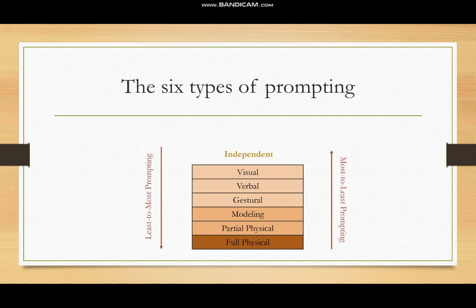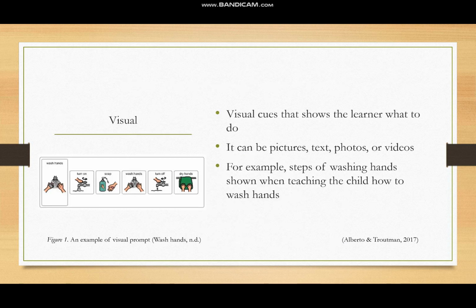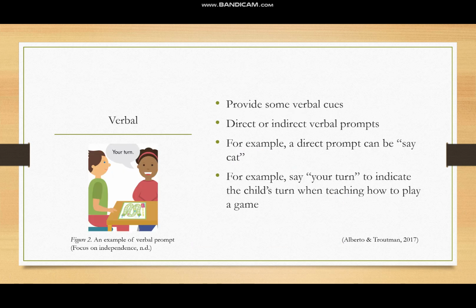In ABA, there are 6 types of prompting: visual, verbal, gestural, modeling, partial physical, and full physical. We're going to first talk about visual. Visual prompts are cues that are shown to the learner visually so that they know what to do. It can be pictures, text, photos, or videos. For example here, a visual that shows steps of washing hands, which is a visual prompt when teaching a child how to wash his hands.